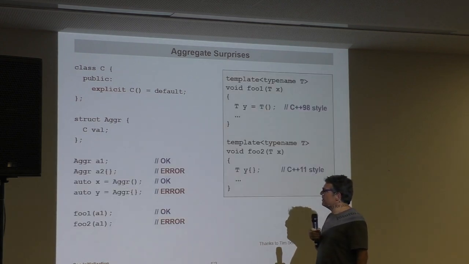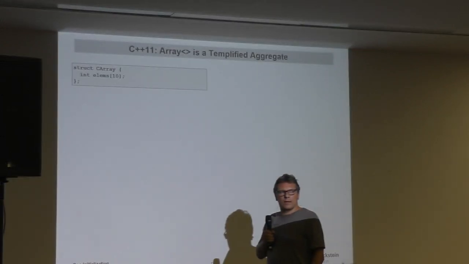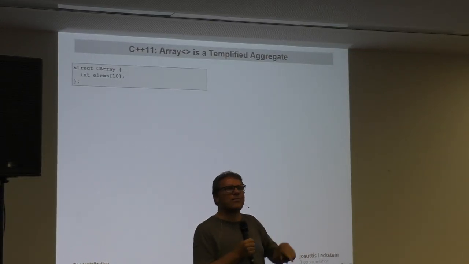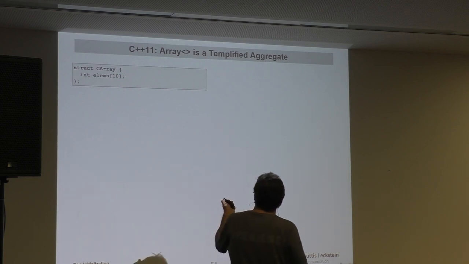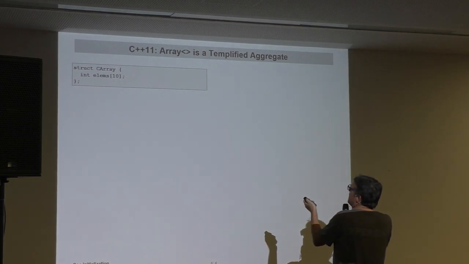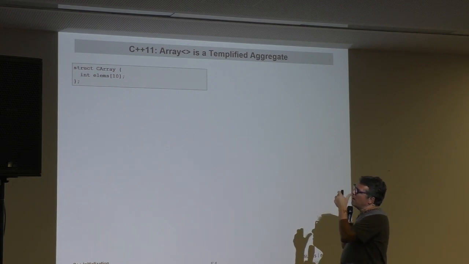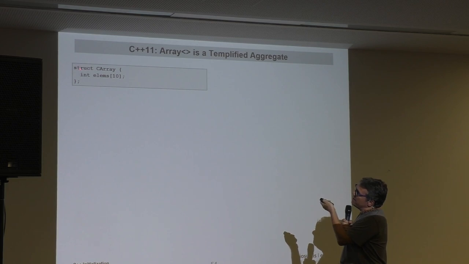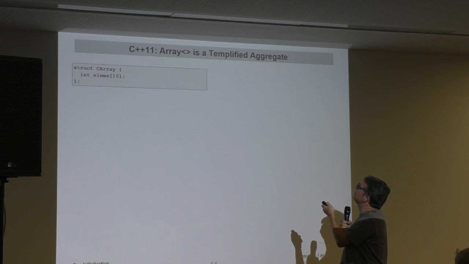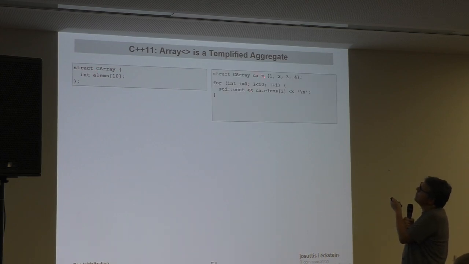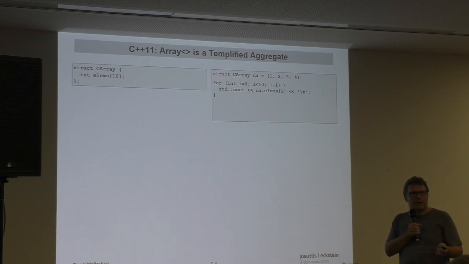Good. I think I skipped this. So there's one famous aggregate we have in this standard, which is std::array. To understand that, you have to know that you could in C already define a structure of an array. So we have a structure, and internally you have an array of 10 integer elements. And for this array, you could initialize it using the equal sign and curly braces. That's valid C code. The only difference in C++ is that you no longer have to write the struct here again. But you can.